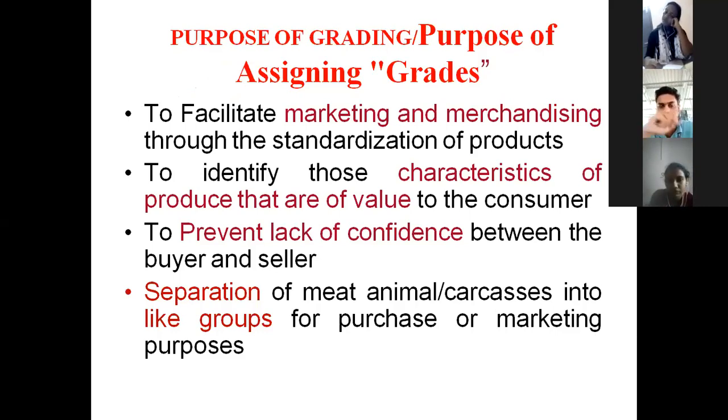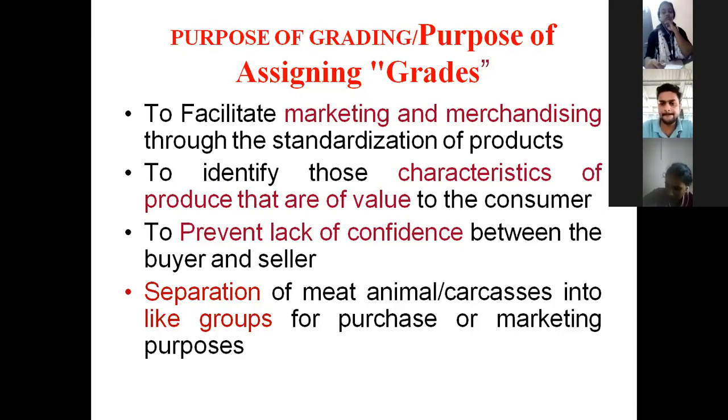So what are the advantages of doing grading? It gives confidence between the buyer and the seller. That is value for the money. See, for example, I say the A grade, such and such qualities are there.